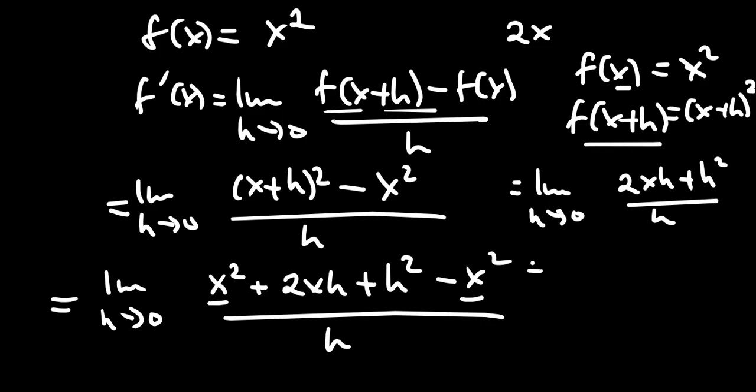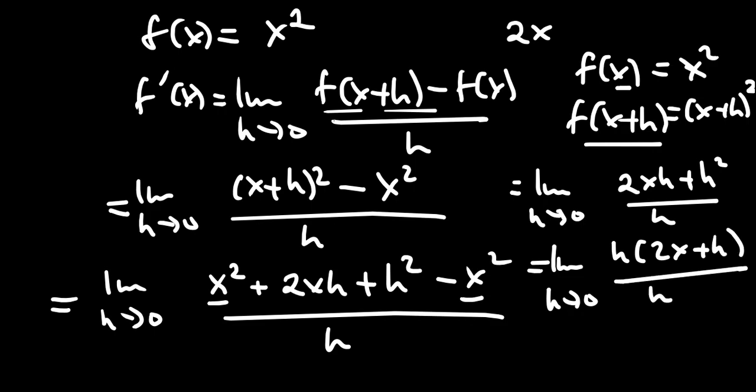Then from there, I have what is common, which is my h, so I can factor out an h. So I have the limit as h approaches 0, and when I factor out h, I have h times (2x plus h), divided by h. So my h and my h will divide, and I'll have the limit as h approaches 0 to be equal to, so I'll remain with 2x plus h.